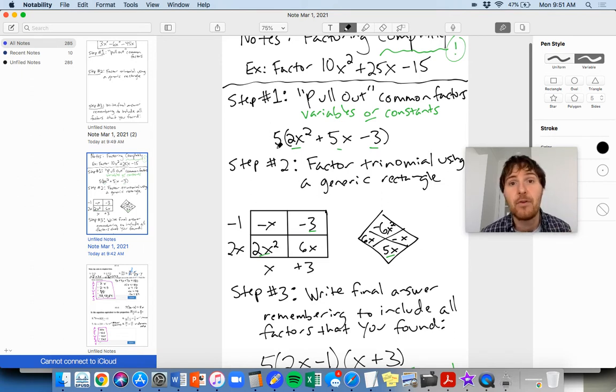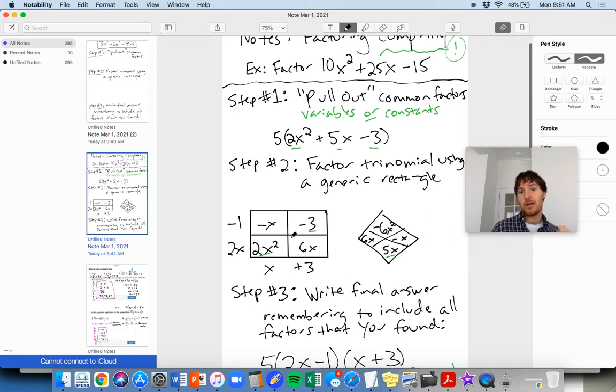So I pulled out the 5 already. What remains here is factorable on the inside, right? So we've got to factor the inside of this. This is a trinomial, and we've been factoring trinomials a lot in the past week or so. That means see if you can make a rectangle out of that trinomial. If you can, boom, we found some more factors, okay?